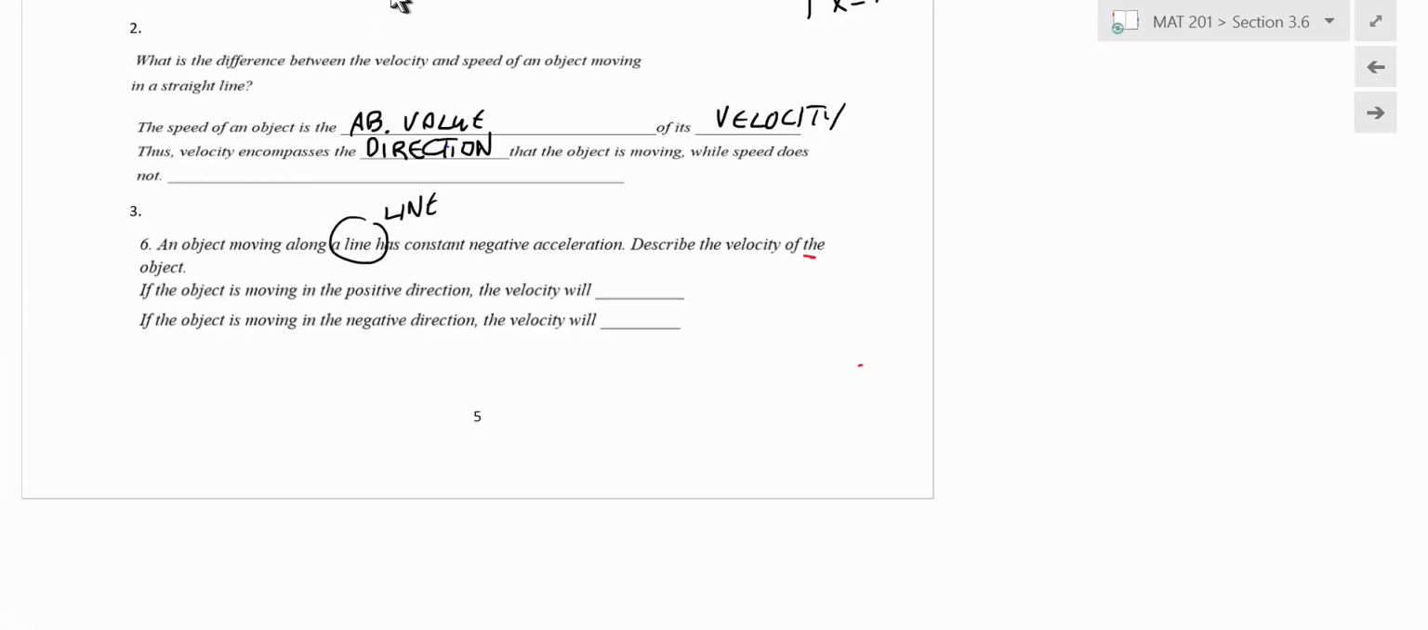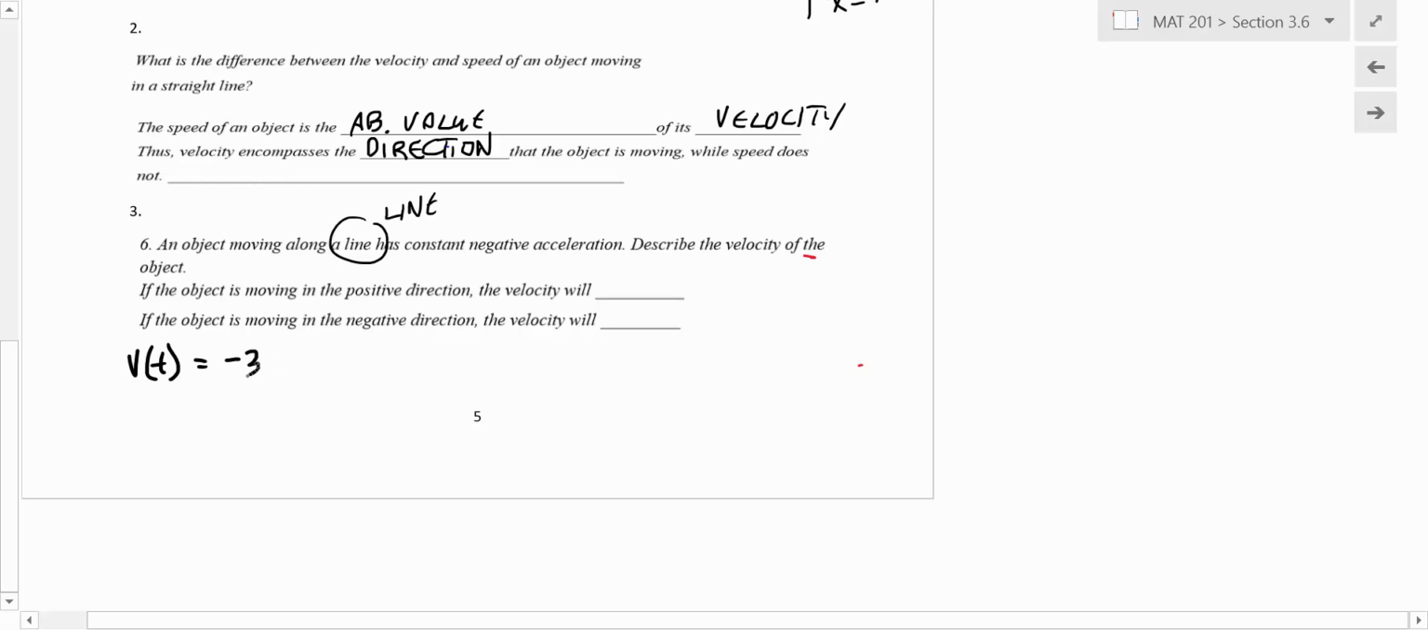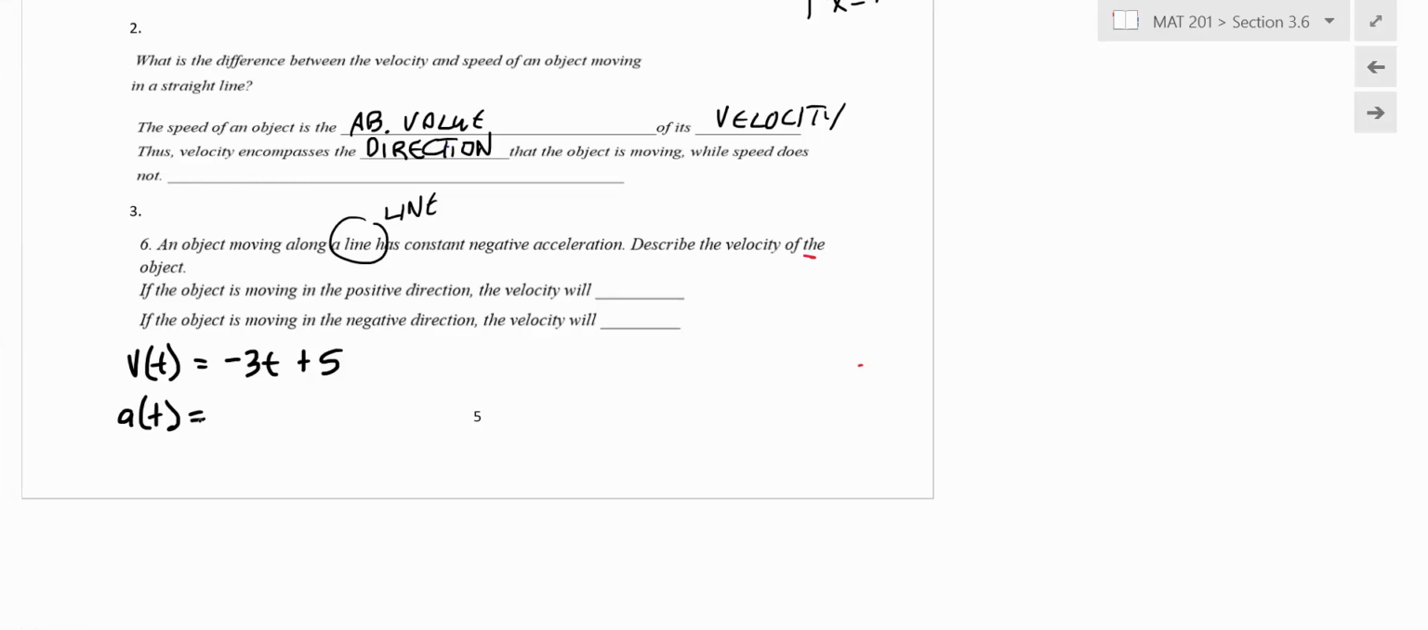So let's say, for instance, that we have something like this. Let's say that we have the velocity, something like negative 3t plus 5 or something like that. Okay? Now, the acceleration on this, what did I say the acceleration was? It's a second derivative, right? So the velocity is the first derivative, right? So the acceleration would be the derivative of the velocity, which is what? Negative 3. And it's constant.